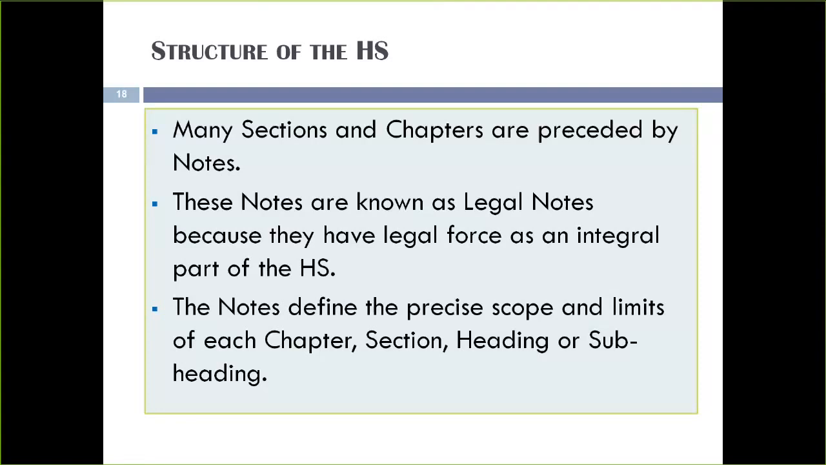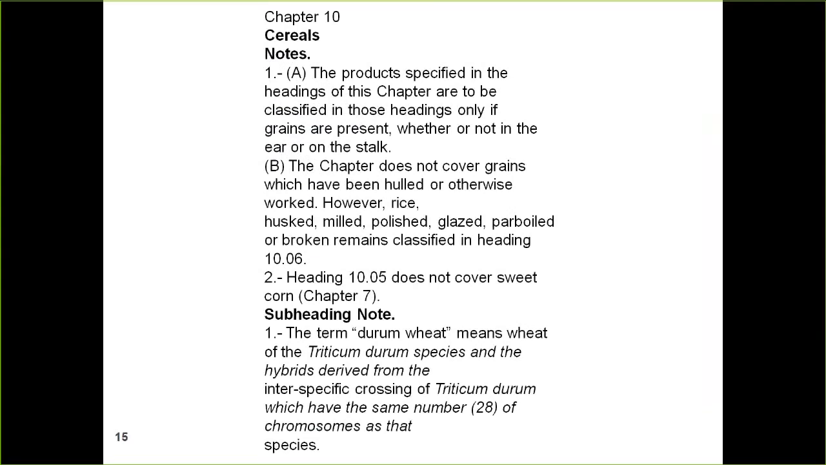For example, in chapter 10, there are notes which come at the beginning of the chapter, which tell me that the products specified in the headings of this chapter are to be classified in those headings only if grains are present, whether or not in the ear or on the stalk. So it tells me then the cereals of chapter 10 refer only to cereals in which grains are present. You would not, for example, find wheat flour in chapter 10 because flour is not covered in chapter 10. There must be the grain. And in that case, we would have the wheat itself in grain.